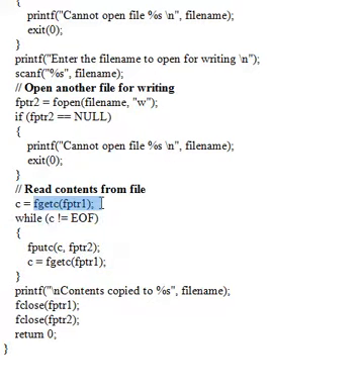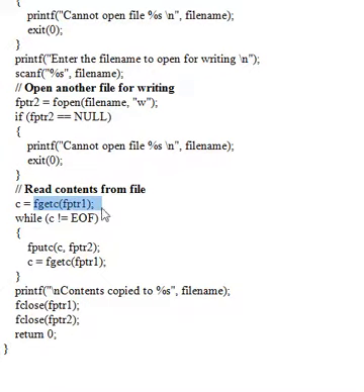c gets fgetc of fptr1. fptr1 has the starting address of the file which was opened in read mode. Starting address means the address of the first character in that particular file. So that first character will be read by using the fgetc function and stored in variable c. So now variable c has the first character of the file.